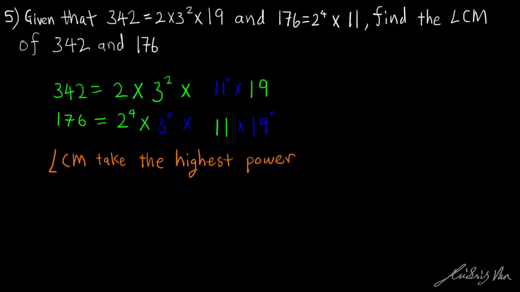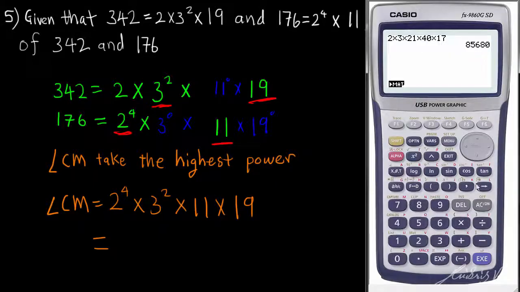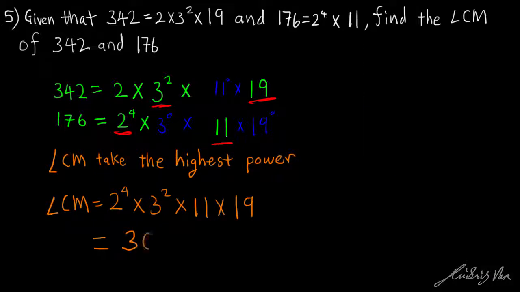For HCF, we take the lowest power, but for LCM, because it's a multiple, we need to take the highest power. So the highest power of 2 is 2 to the power of 4, highest power of 3 is 3 to the power of 2, and for 11 it is 11, and for 19 it is 19. So LCM of the 3 number will be equals to 2 to the power of 4 times 3 to the power of 2 times 11 times 19. And let's take out our calculator and tabulate it. And our answer will be 30096.